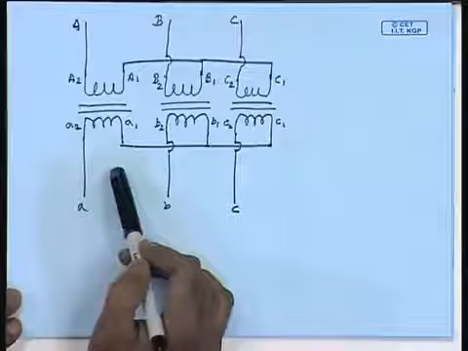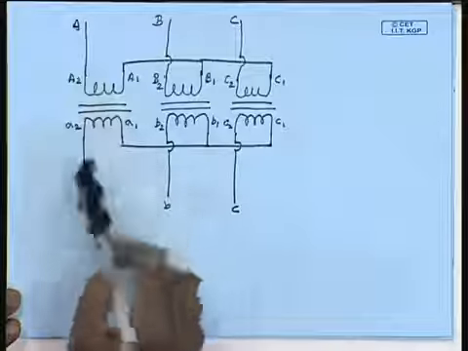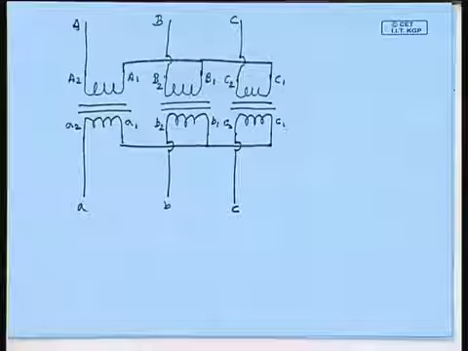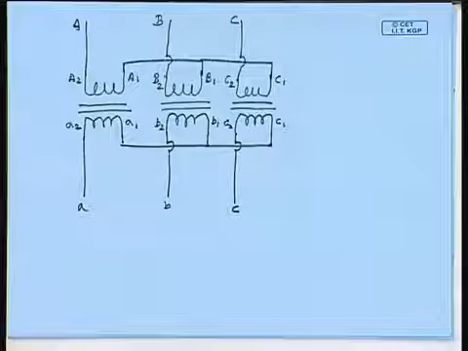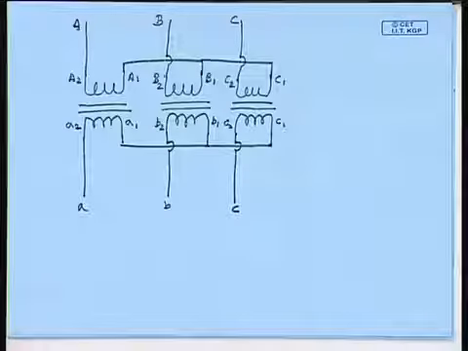This is also true if both sides are delta connected. However, this situation will change if, for example, one side is star connected, the other side is delta connected. Let us see what will be the corresponding conversion ratios.